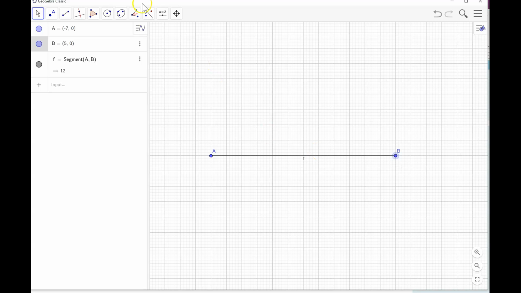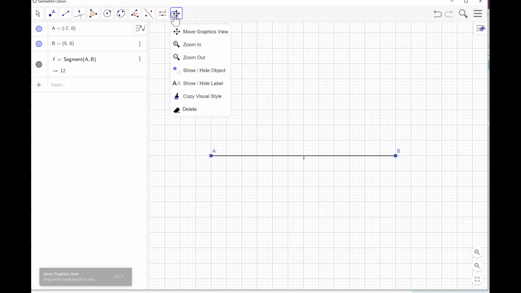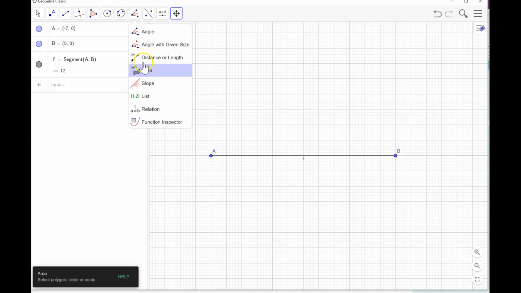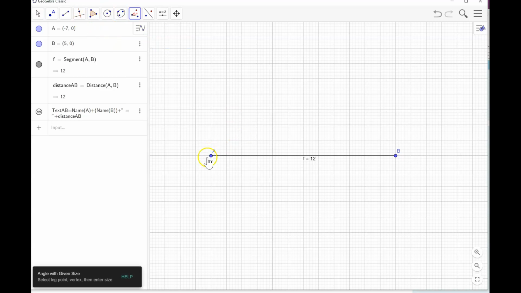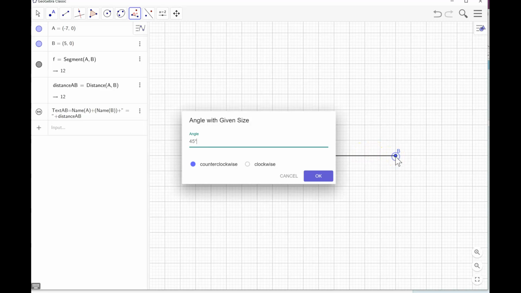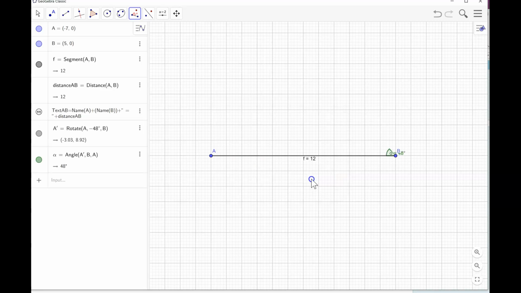Okay, so let me just put the thingy on here so you guys can see what we got going on. Let's do that. Okay, so this thing is 12 units long, and I'll have this be 48 degrees, and I think I want that to go clockwise. Yeah, perfect.